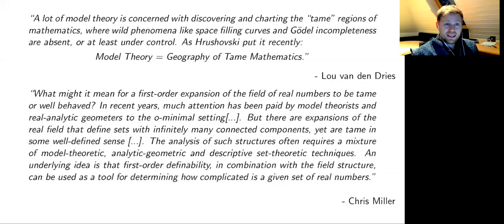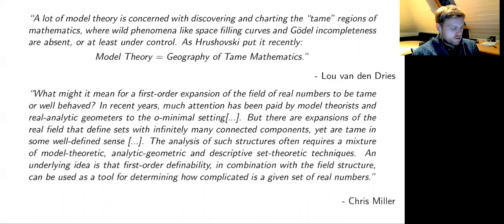So I also want to cite this abstract from 2003 because it's essentially the same abstract for my part of the course that we teach. What Chris wrote back then was: what might it mean for a first order expansion of the field of real numbers to be tame or well behaved? In recent years, much attention has been paid by model theorists and real analytic geometers to the o-minimal setting. This was 20 years ago, and I think it is still true, hopefully.